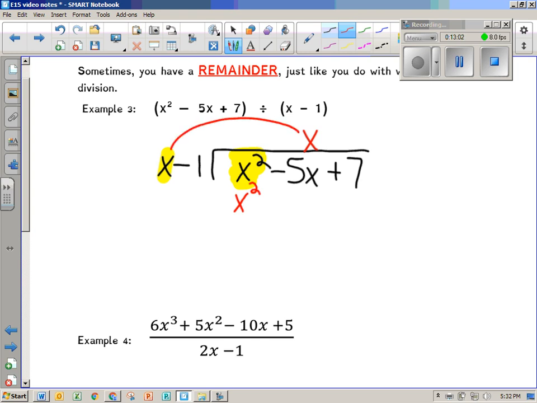So we're multiplying right there. And x times negative 1 is negative 1x. It's really just minus x, but I think the 1 might help you. Draw the line. Change the signs.